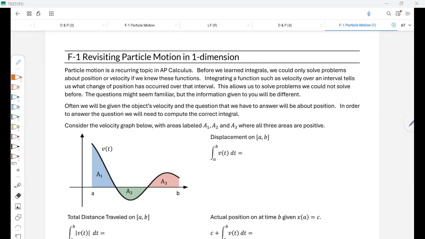Okay, so there is going to be a particle motion FRQ on your AP test. We've now seen about 3 of the types of FRQs, 3 out of the 6 that you're pretty much guaranteed to see. We'll see another one in F. We'll see another one in G. But really, if you do enough practice on these FRQs, you start seeing what they ask. You know what they ask, and you know what to do every single time.